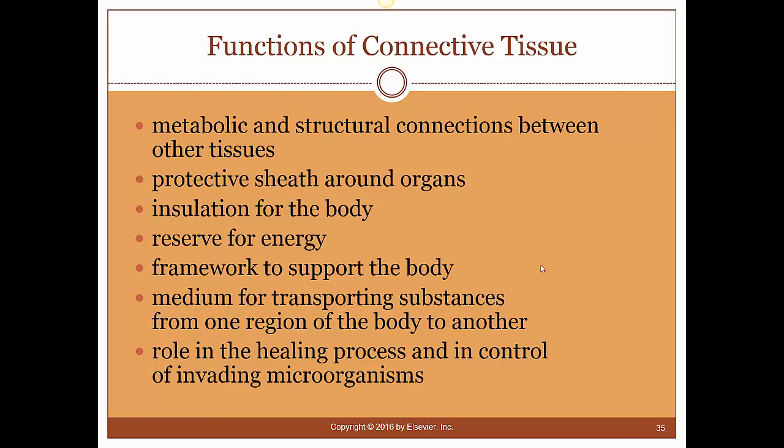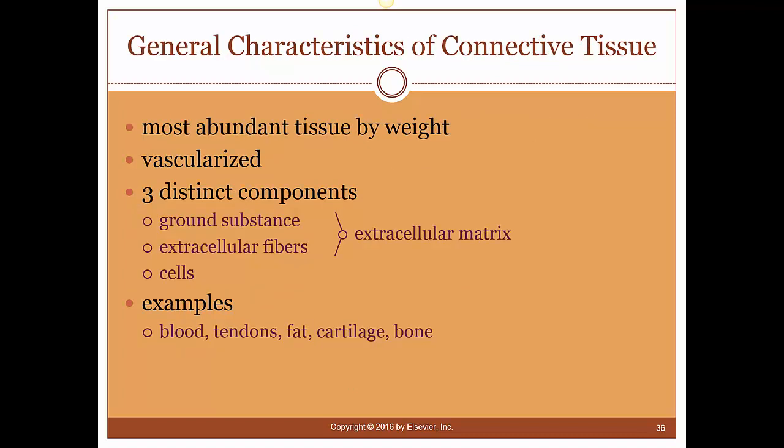A medium for transporting substances from one region of the body to the other. This is what blood does, and blood is a connective tissue. It also plays a very important role in the healing process and controlling invading microorganisms. If we were to put out the four types of tissue, connective tissue is the most abundant tissue by weight. So it weighs more than all the epithelium in your body, all the nervous tissue, and all the muscle tissue, if you were to look at them each individually.